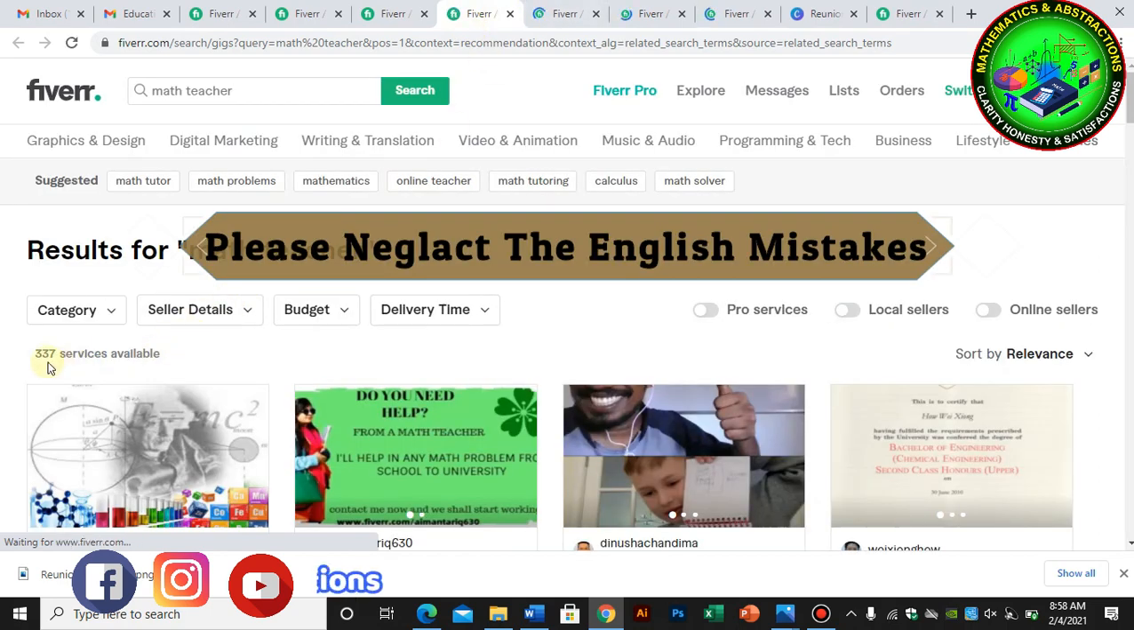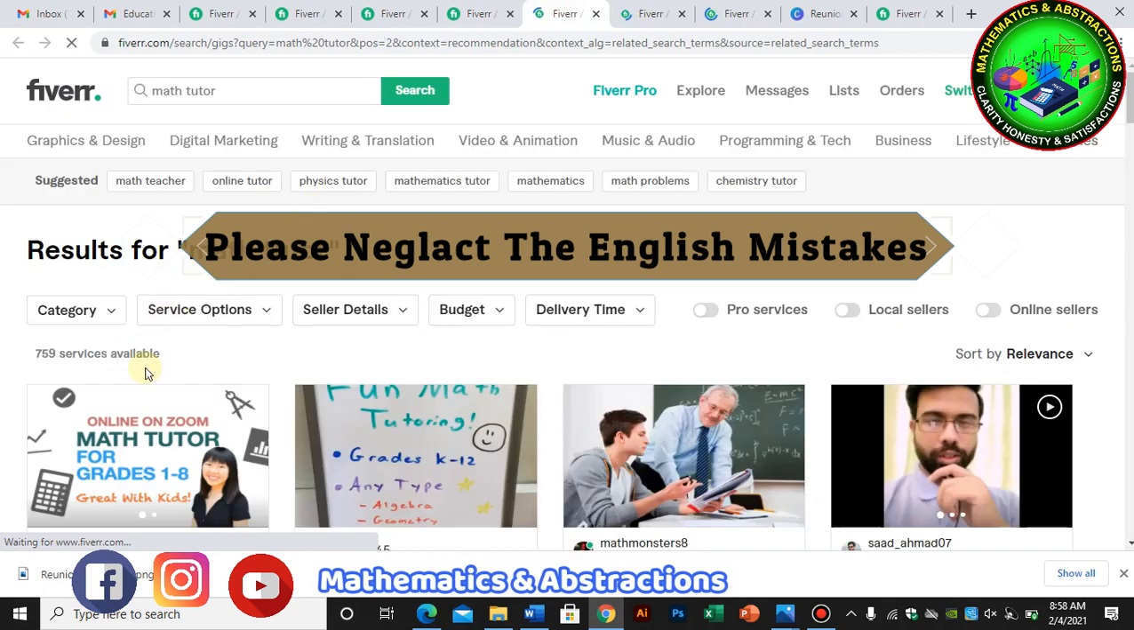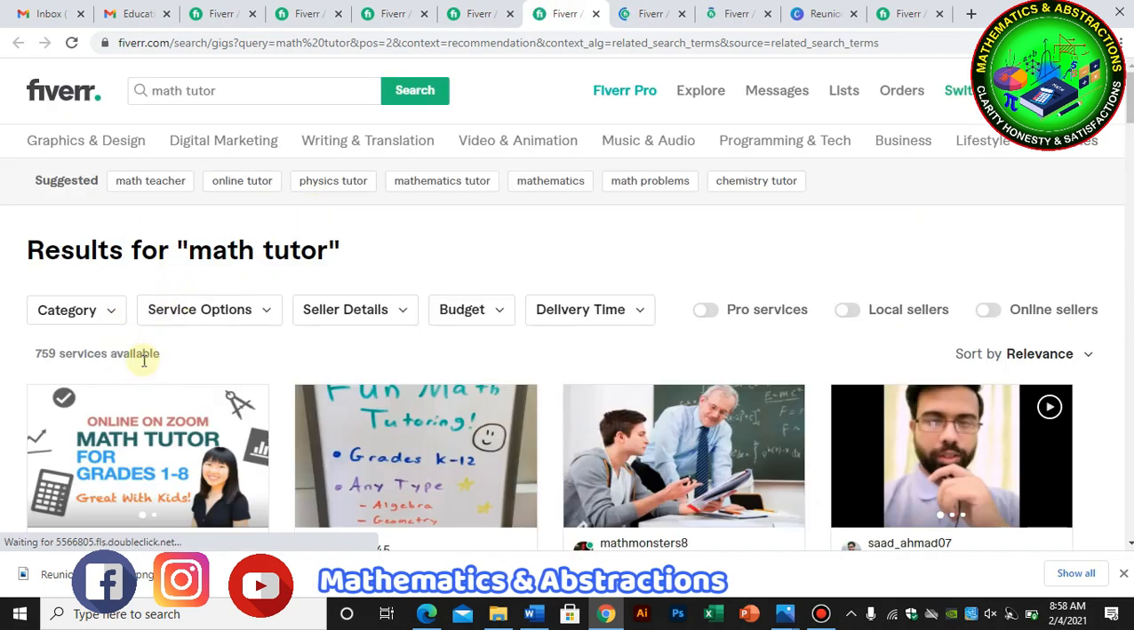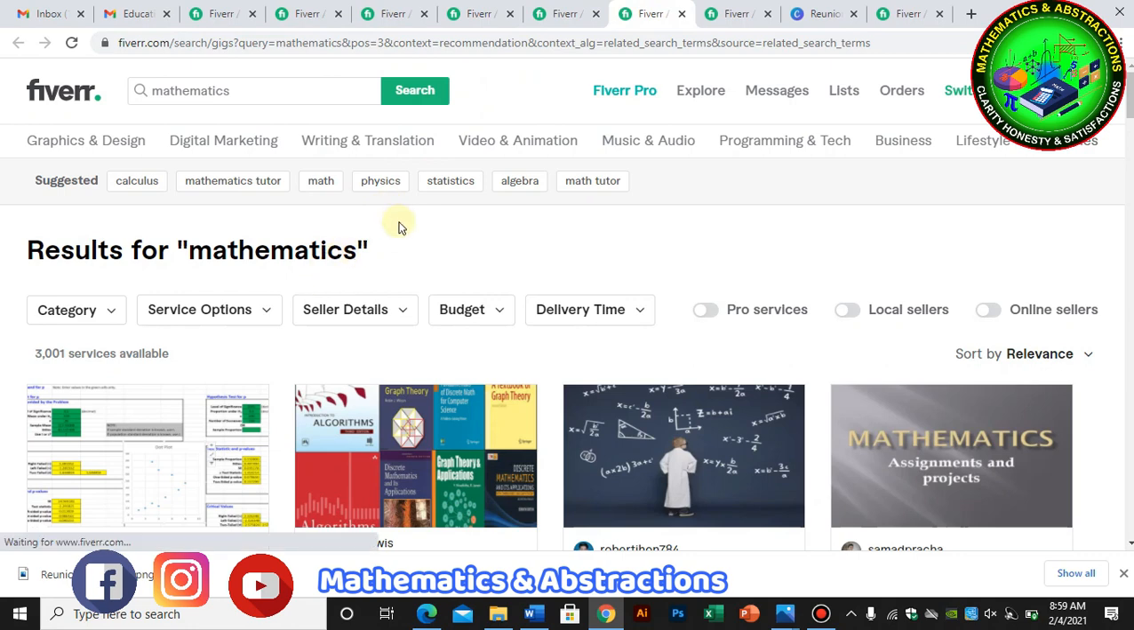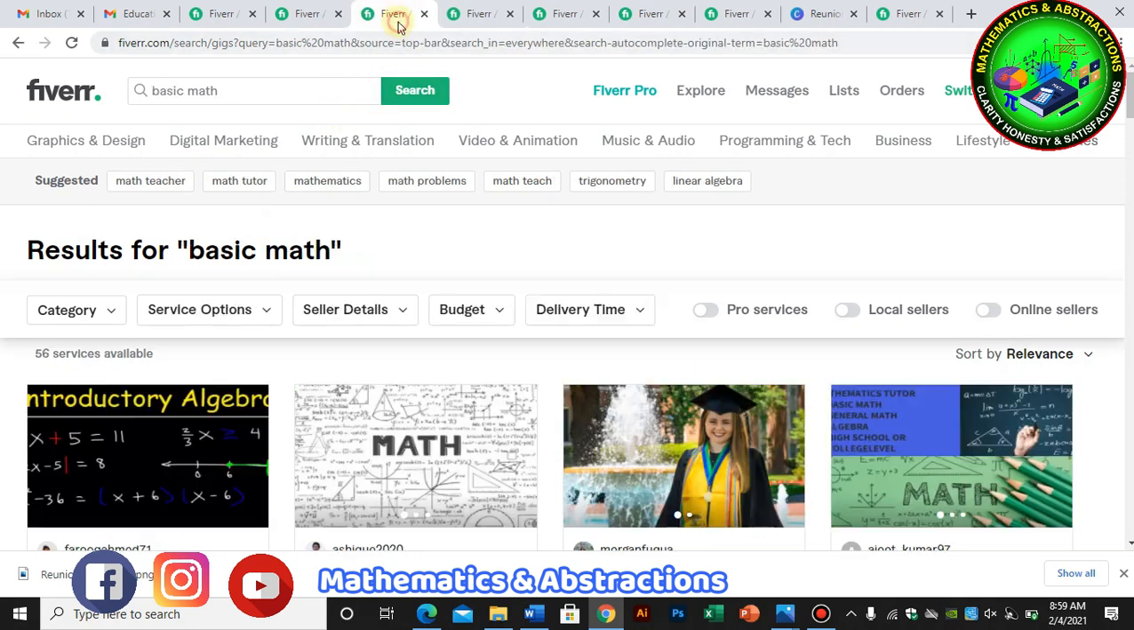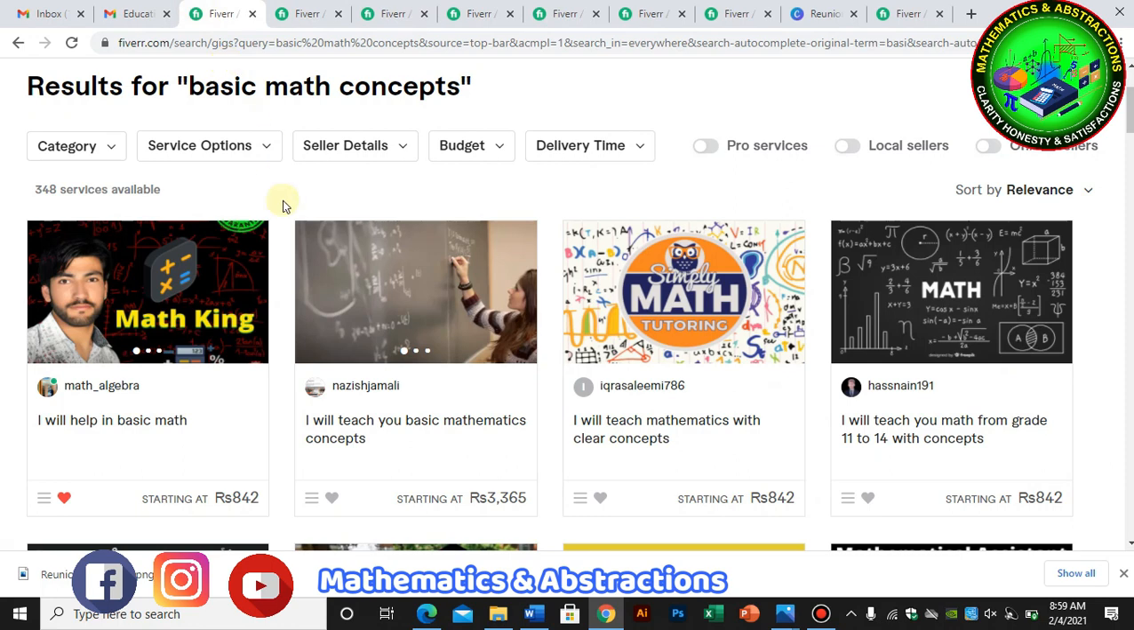So you will get the number of services available on fiverr.com, and also the number of competitors. So you choose the best and the lowest competitor tags from there and tag them on your gigs.